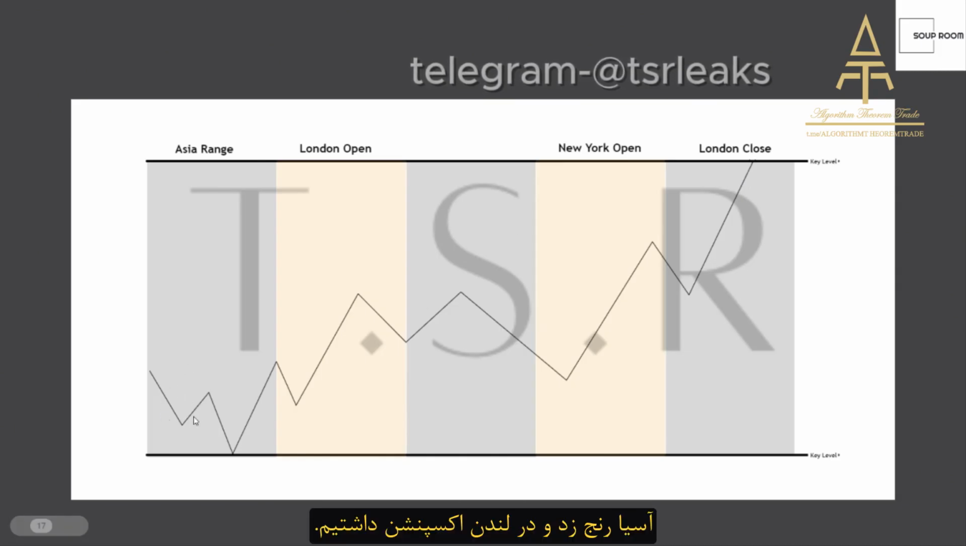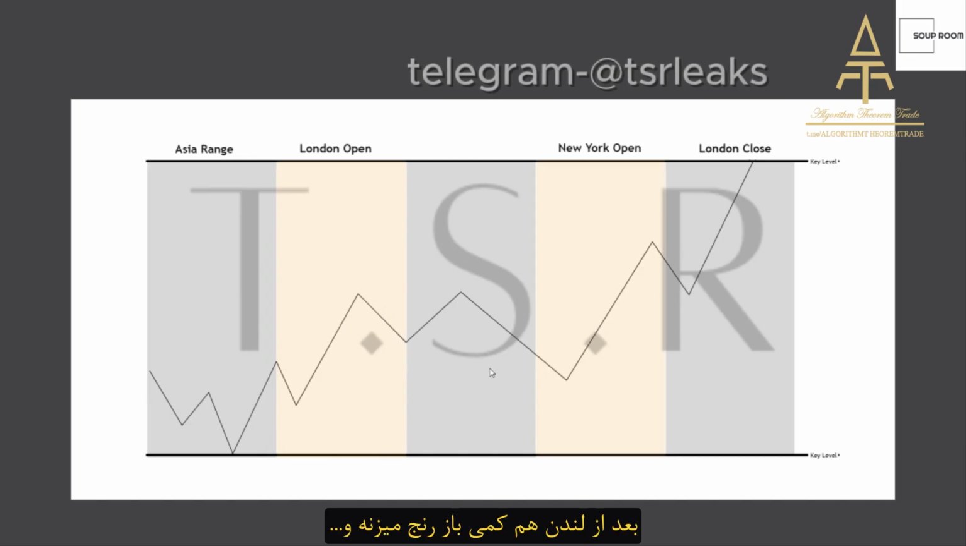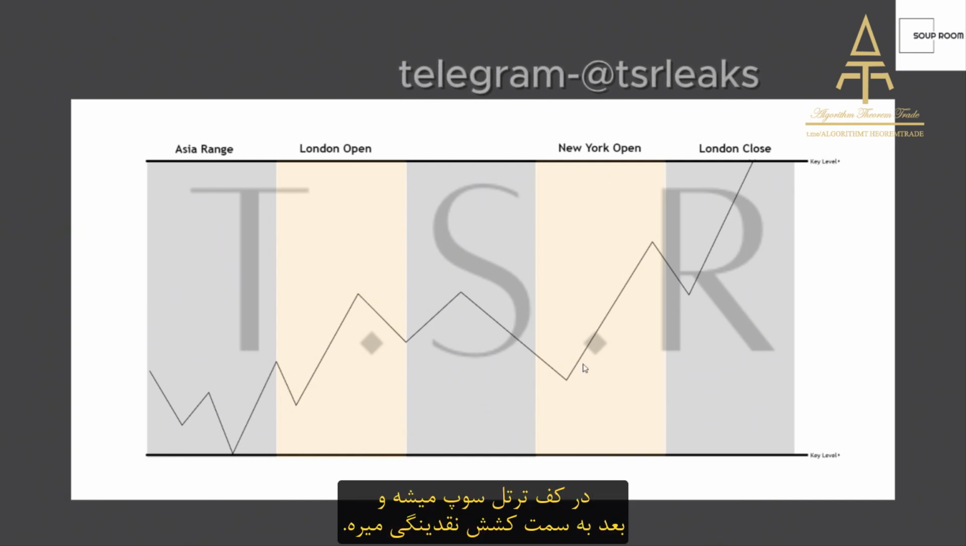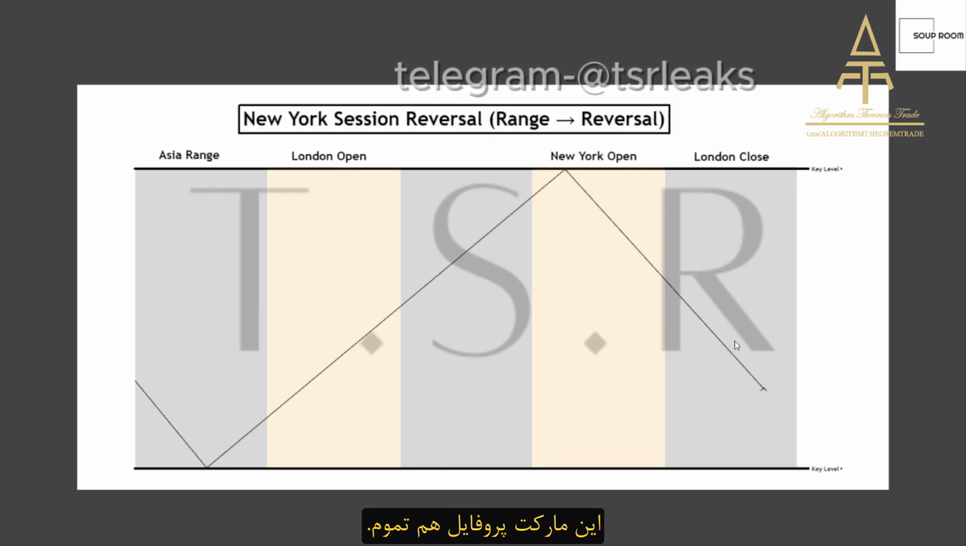Asia range was ranging, key level was hit, London Open expanded. However, the draw on liquidity was still not reached. We were ranging for the remaining London session, manipulated a low, OTE style setup, entry long as we turtle soup the low and expand towards the draw on liquidity. That finalizes this daily market profile.